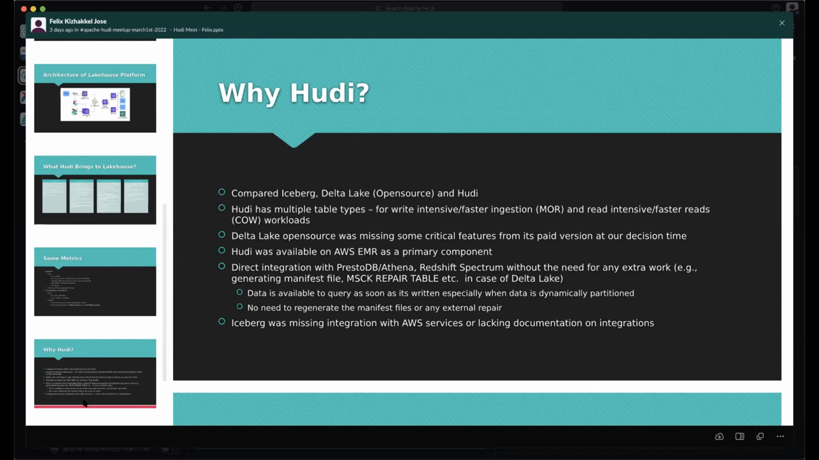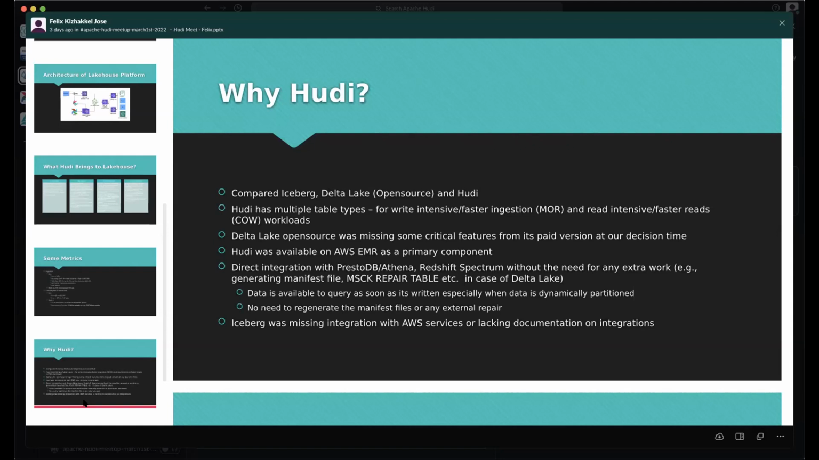So AWS EMR was having that Hudi. That was another driving force for why we chose Hudi, and we are very happy about the way we are able to get things working. Then the direct integration with Presto, Athena, and Redshift Spectrum without the need for extra work is another important thing.